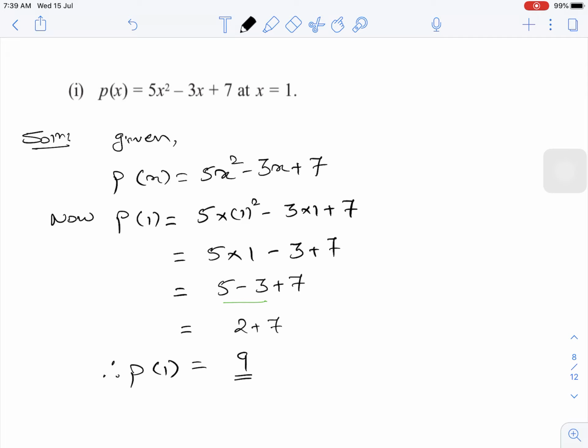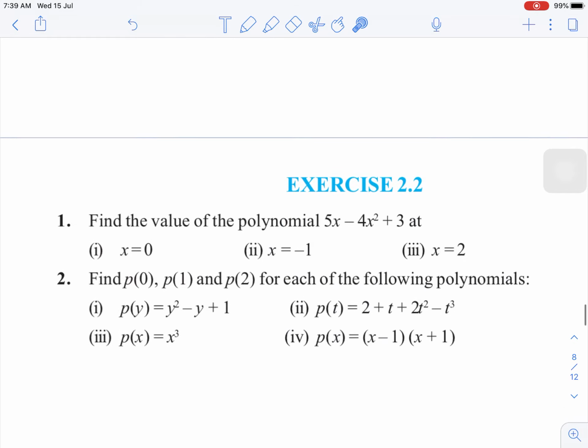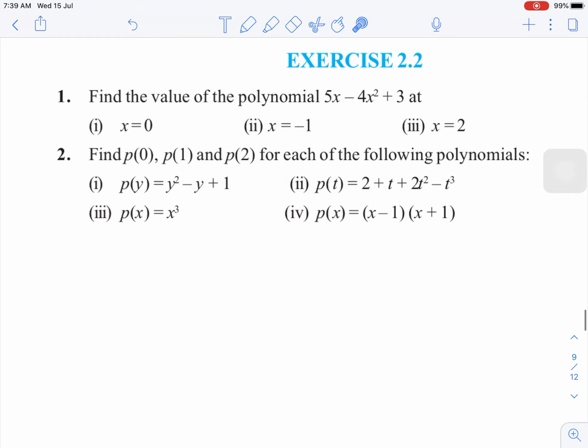In this way we have to solve some more examples based on finding values of the given polynomial. Now let us solve one example from exercise 2.2. Here, what condition is given? Find the value of the polynomial 5x minus 4x square plus 3 at, now 3 different values are given. So let us solve this example.